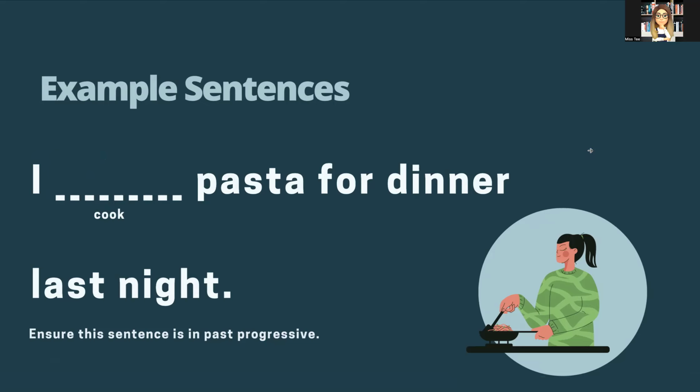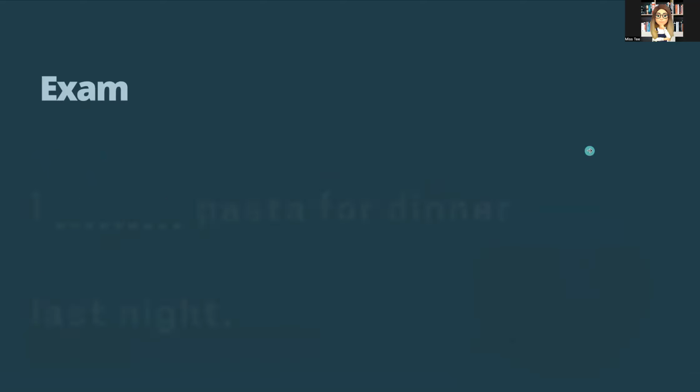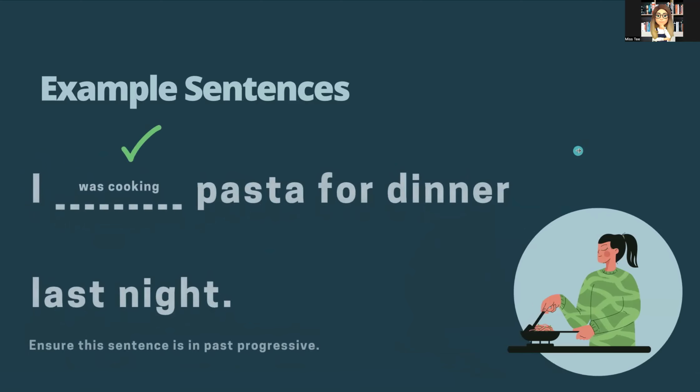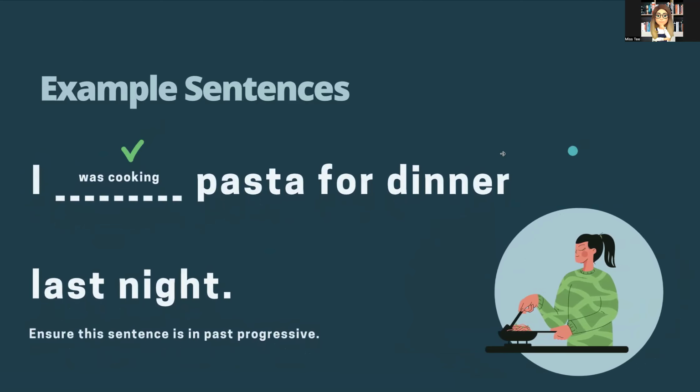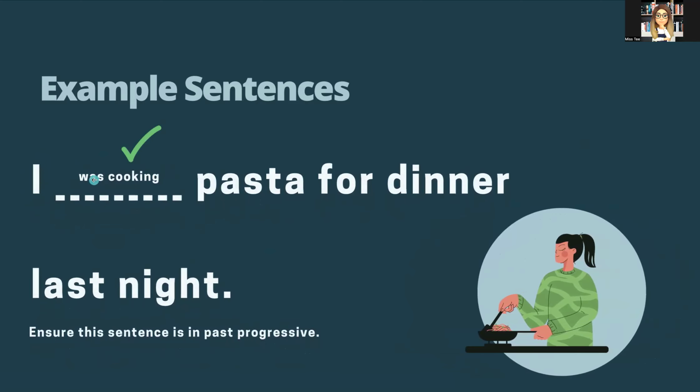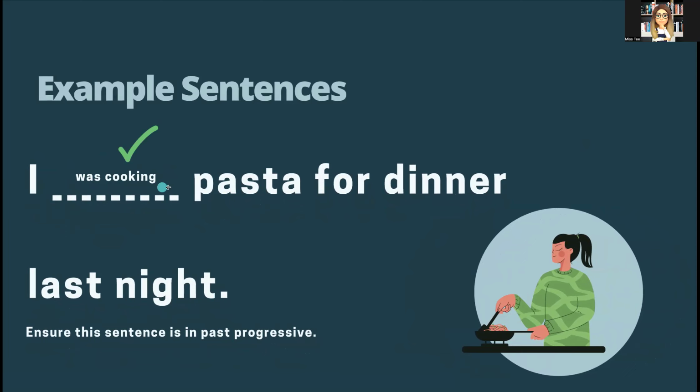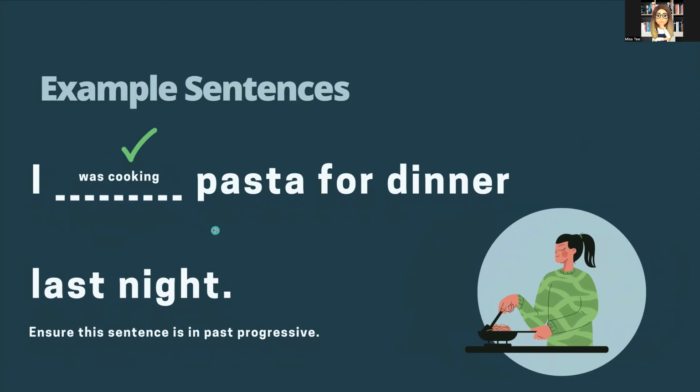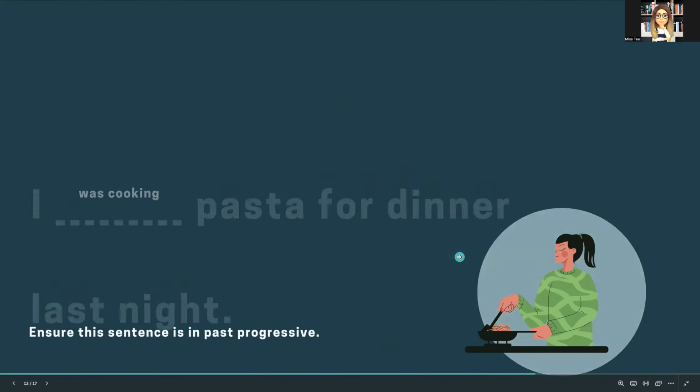Let's see what the answer is. I was cooking pasta for dinner last night. So was is for singular, which is good for I. And then ing is on the main verb cook. And was is good for showing the past. So altogether, past progressive. It's good.